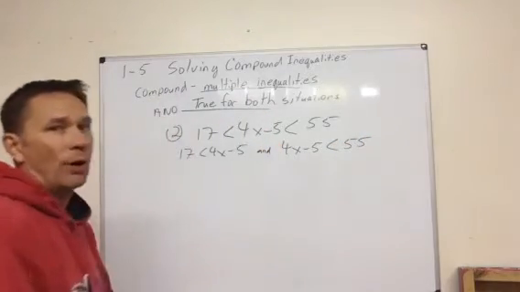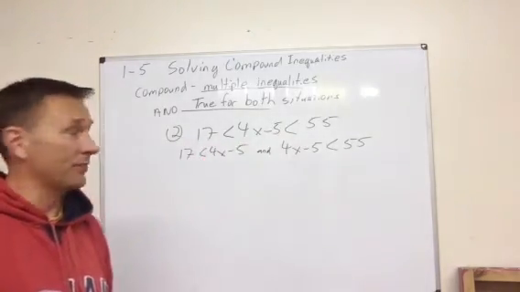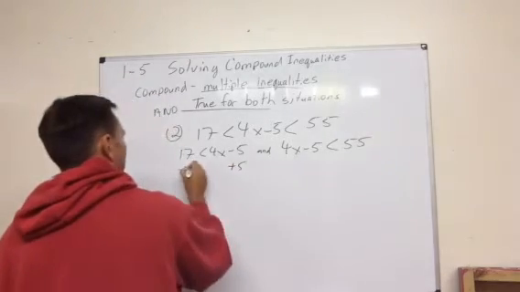Just like we were before. Typically with us mathematicians, we write it this way to save some time. Go ahead and solve it. Add 5.